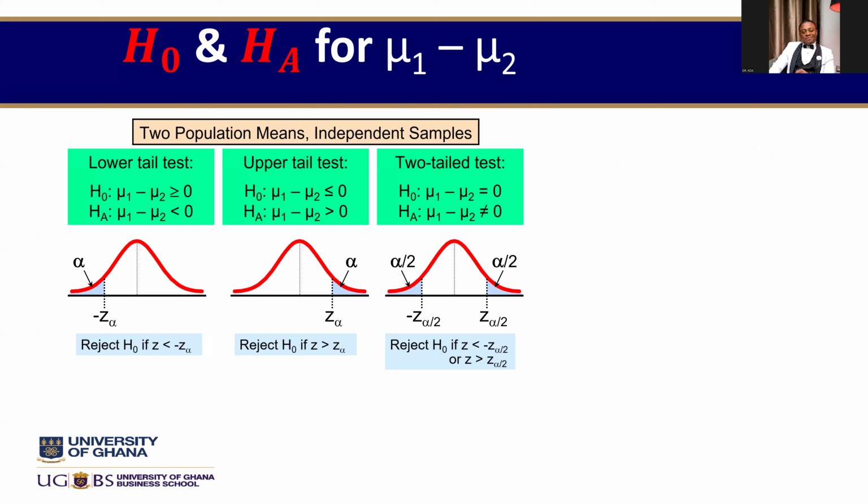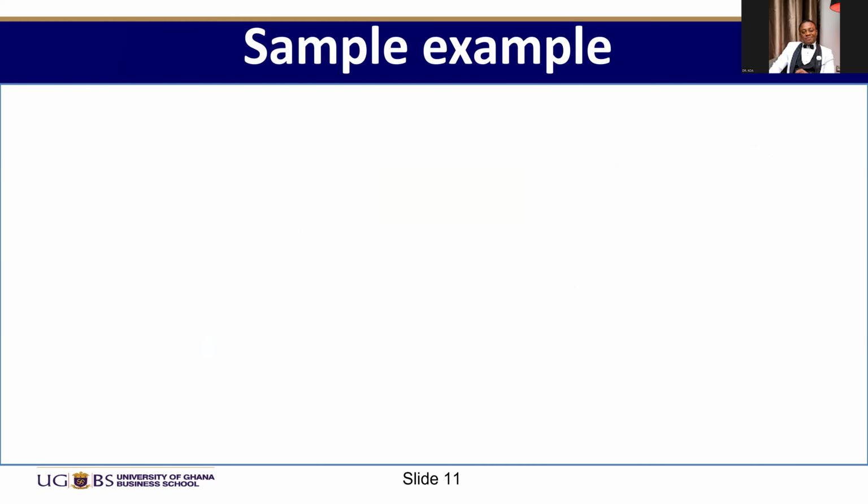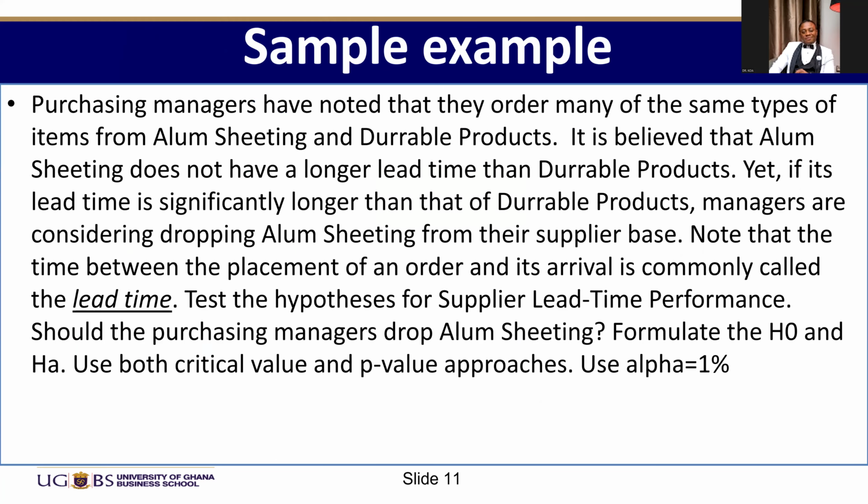Formulate a hypothesis, and always remember that when you formulate a hypothesis and it is a one-tail, then your reading will be a one-tail part of the table. If it is a two-tail, it will be a two-tail part of the table. So let's take an example.